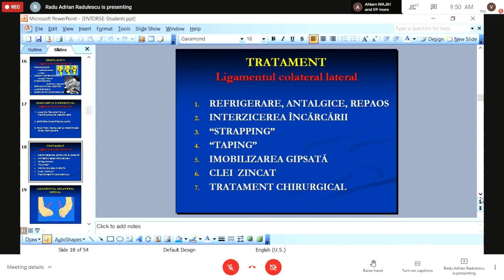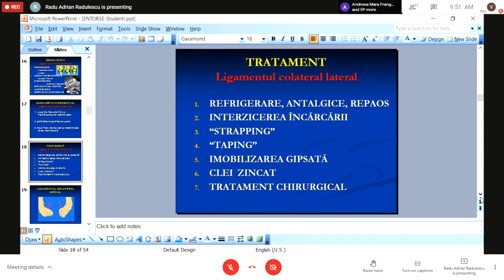And finally, if we have a third degree sprain, then the only rational treatment will be the surgical treatment, which consists in a suture of the torn ligament by using non-absorbable sutures, followed by the immobilization of the ankle in a cast, of course, for about 3 to 4 weeks, which is a necessary time for our sutures to heal.